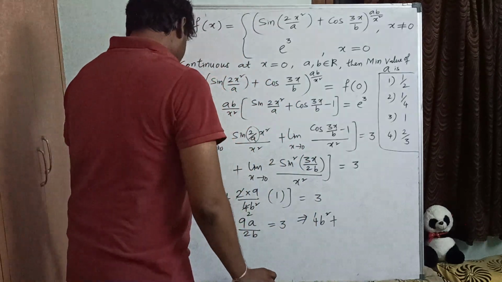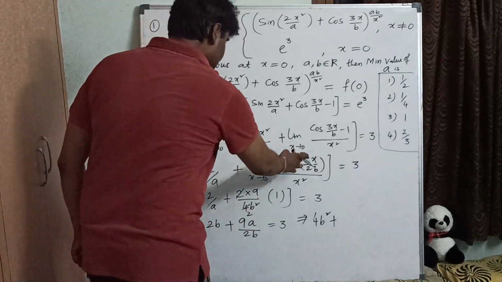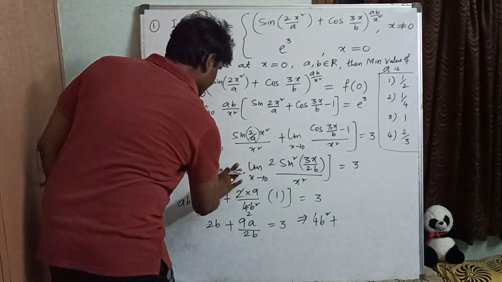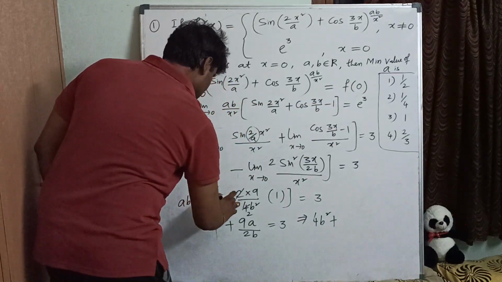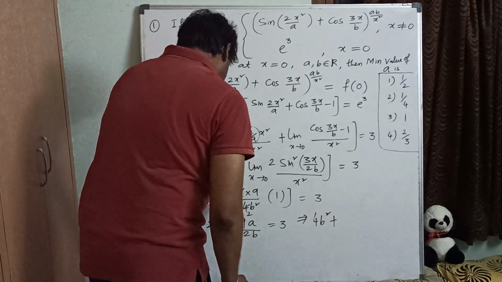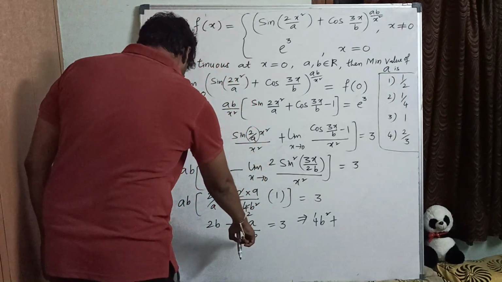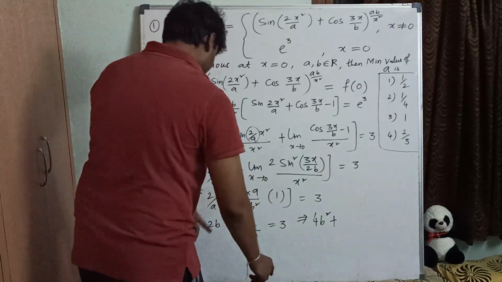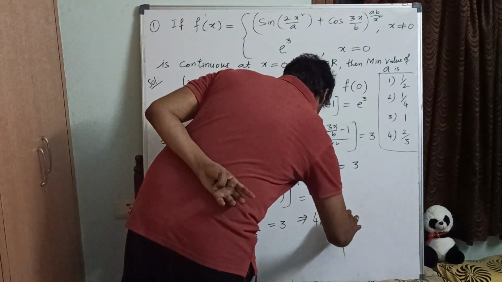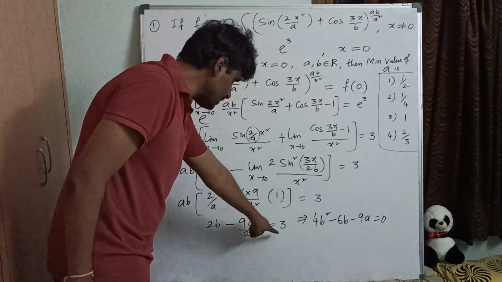Now 4b square minus 6b. So here a b, 2 by a, and here minus. We'll get minus here because 1 minus cos x is 2 sin square, here it is cos x minus 1. This will become minus. So here minus 9. Here a multiplied there. Now 9a, 9 by 2b square. So 9a by 2b equals 3. That means 4b square, by simplifying this, minus 6b minus 9a equals 0, by taking LCM and simplifying.